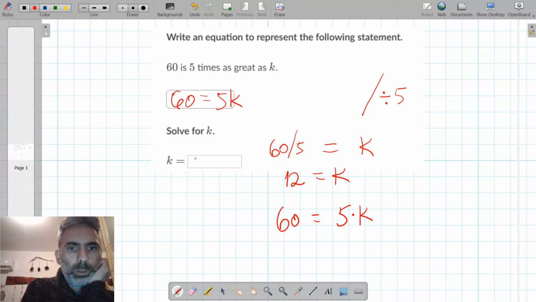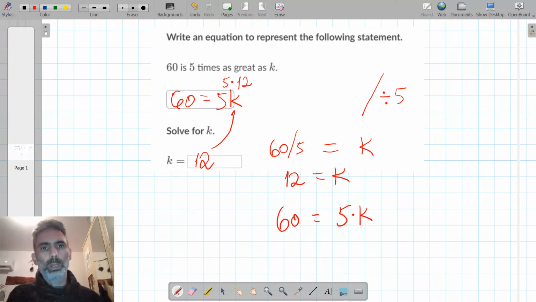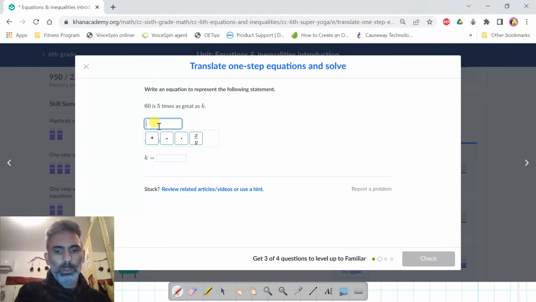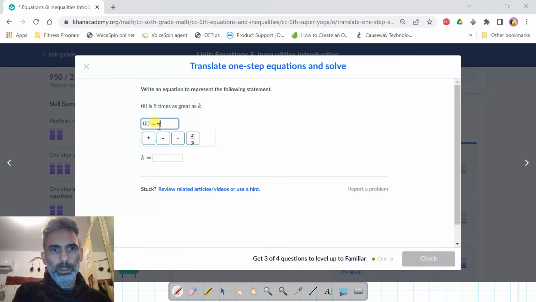So k equals 12, and now to verify I plug in 12 instead of k, which means we need to multiply 5 times 12, and 5 times 12 is indeed 60. Okay. So 60 equals 5k and k equals 12.